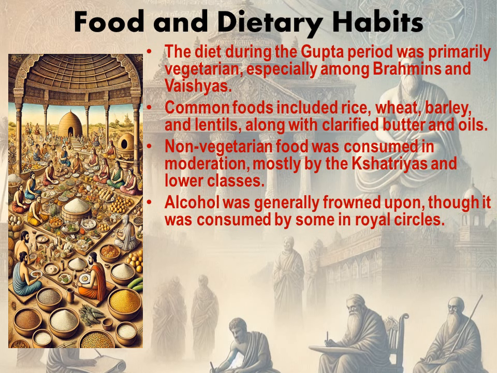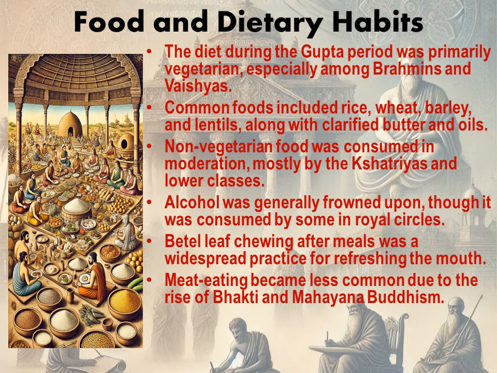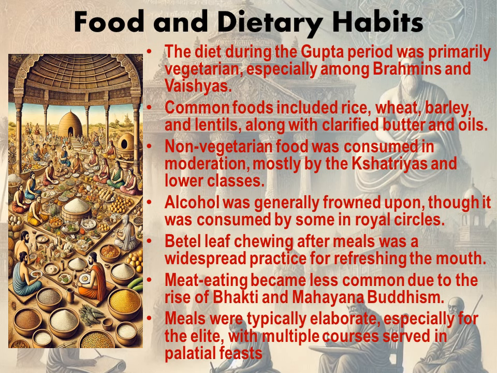Alcohol was generally frowned upon, though it was consumed by some in royal circles. Betel leaf chewing after meals was a widespread practice for refreshing the mouth. Meat eating became less common due to the rise of Bhakti and Mahayana Buddhism. Meals were typically elaborate, especially for the elite, with multiple courses served in palatial feasts.